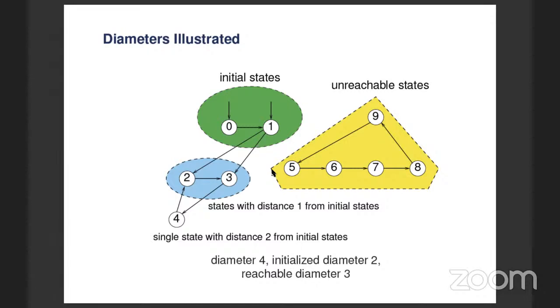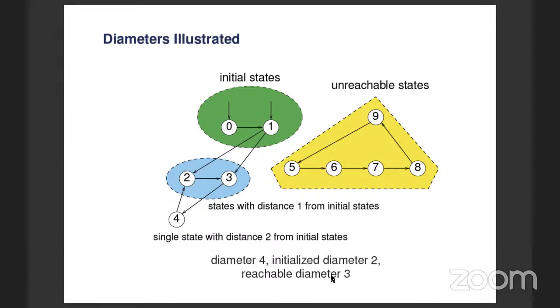Because that is the maximum distance between any two states, whether reachable or not reachable. So here, see the path 9, 1, 2, 3, 4, before it folds onto itself. From 9 to 8, you're only going forward. So 1, 2, 3, 4 between any two states. The initialized diameter is 2.